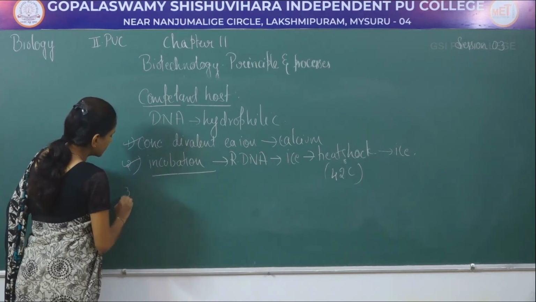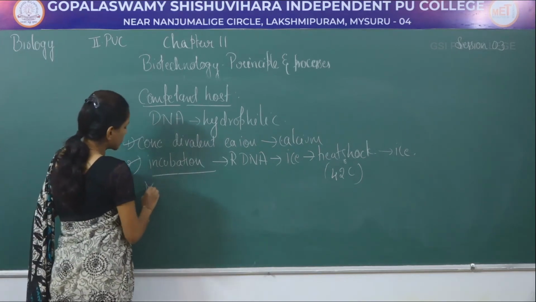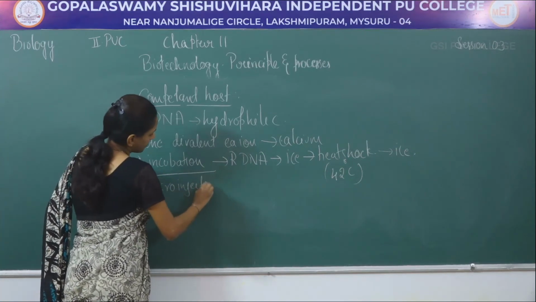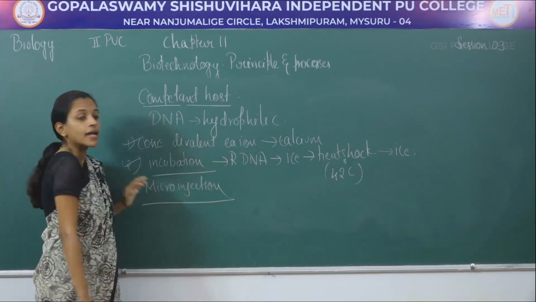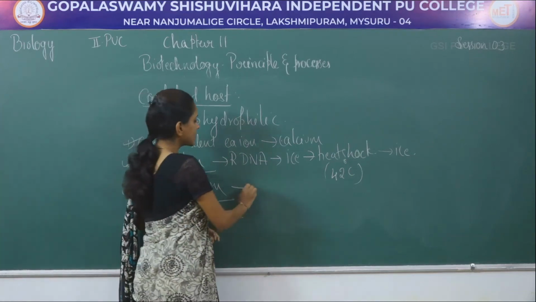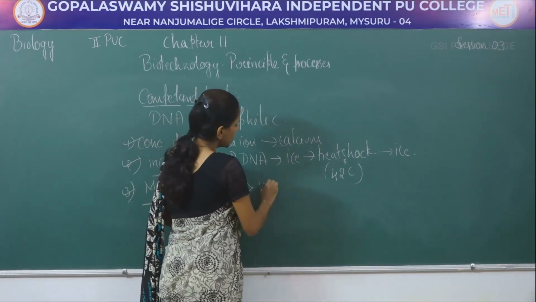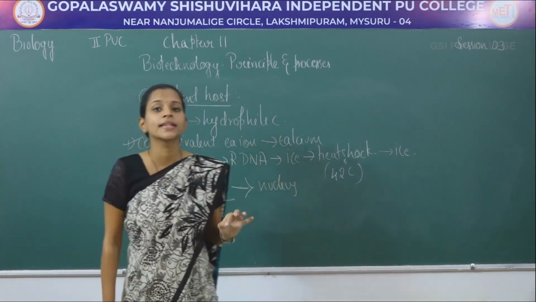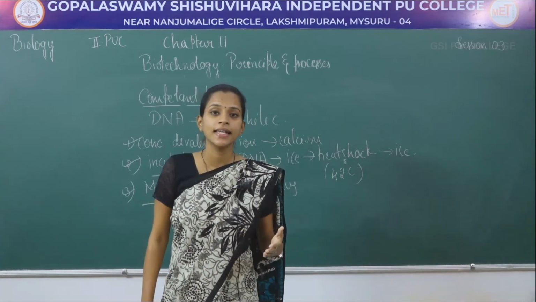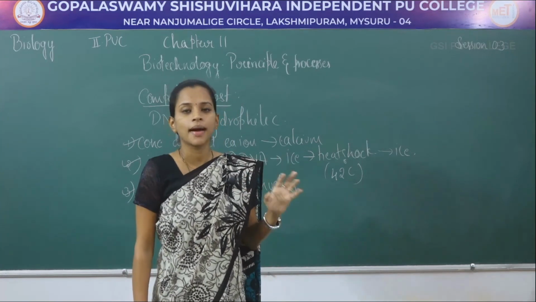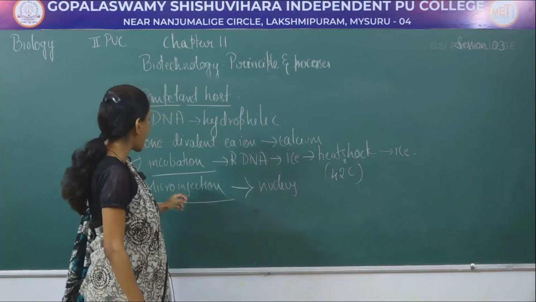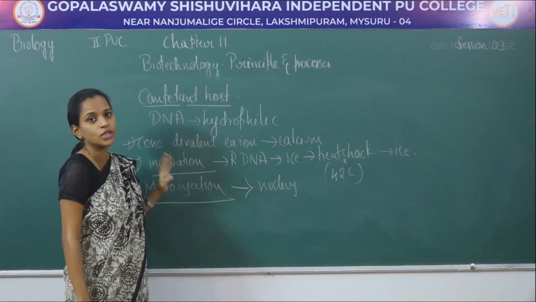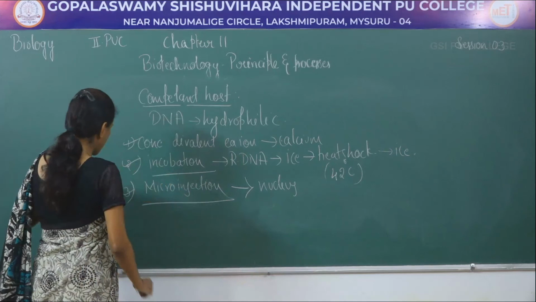And the third method will be microinjection. In this, the recombinant DNA is straight away inserted into the nucleus. So, there are microinjections where the DNA is directly injected into the nucleus of the cell. That is how they transfer the particular alien DNA into the host.